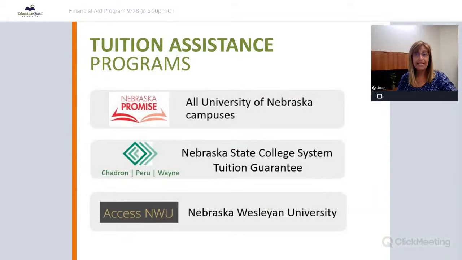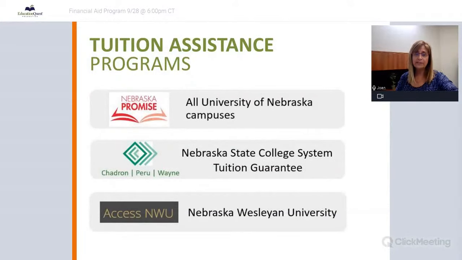We also have the state college system grant program, the tuition guarantee. This works a lot like Nebraska Promise. The student does have to qualify for a federal Pell Grant. If they do, then the tuition guarantee program will take care of the tuition cost at their school. That's at Peru, Wayne, or Chadron. It'll take care of that tuition cost then for that academic year. And note, I only say tuition, not fees, not books, not room and board, but that's where other scholarships can help you cover those expenses.